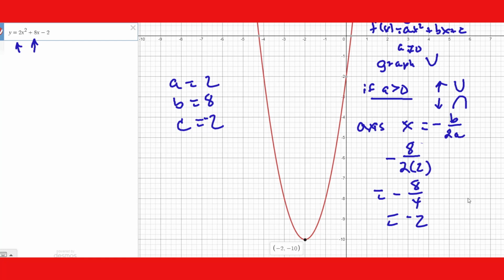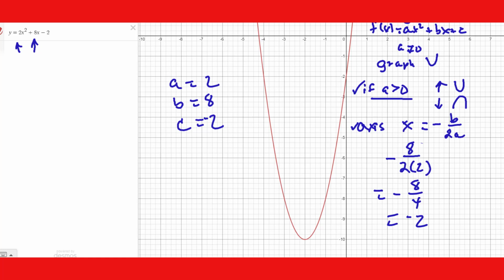So our axis of symmetry is at negative 2. So what we just learned is that we can find our axis of symmetry at that negative b over 2a and plug in those numbers. All right, so we know the direction based on the a value. We know how to find our axis of symmetry as well. And then we know how to find that x and y coordinate of the vertex.